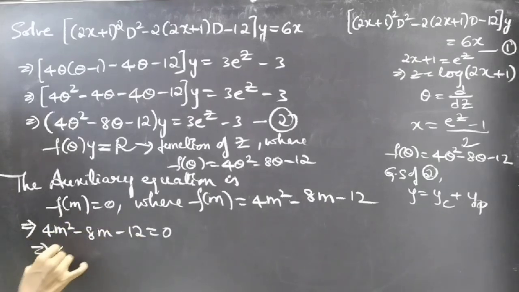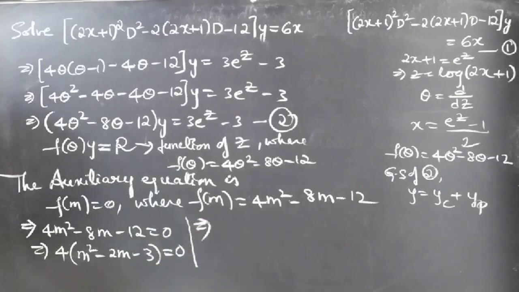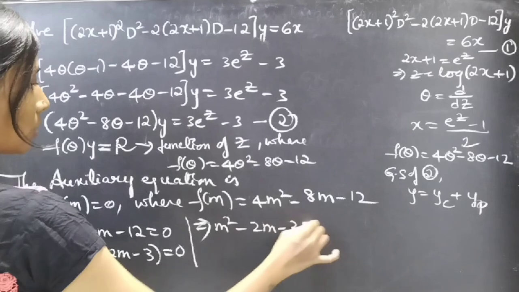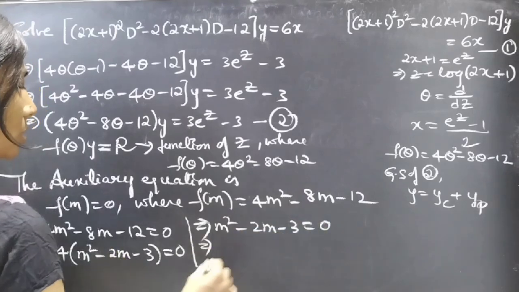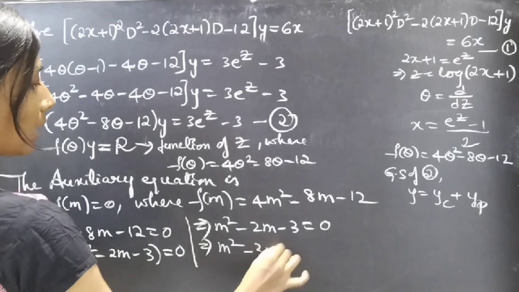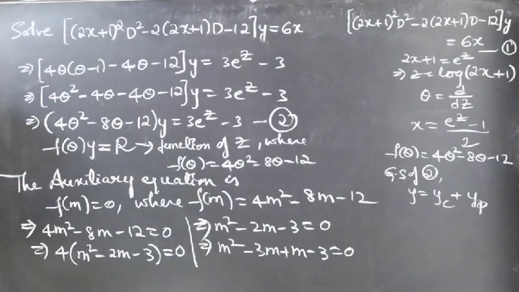Now take 4 common from all these terms. We'll get 4 times m square minus 2m minus 3 equal to 0. This gives us m square minus 2m minus 3 equal to 0. We need to find factors of this equation. We'll just write minus 2m as minus 3m plus m, minus 3 equal to 0, right?